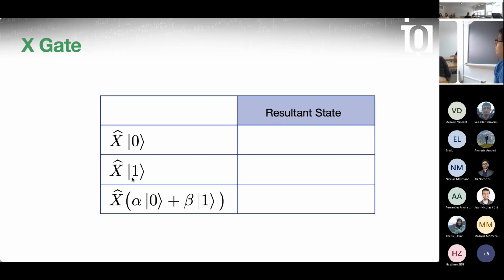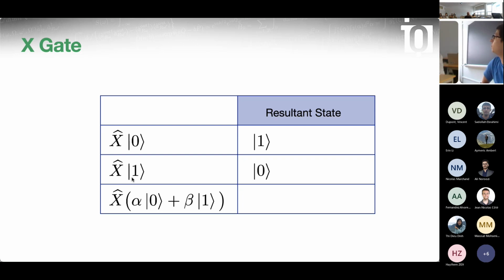Yeah, exactly. So instead of having the state 0, you'll have the state 1. And when you apply it to the state 1, what do you get? The 0, right? So you just flip it, the 0 for the 1 and the 1 for the 0. And what will you have if you have a superposition like alpha and beta for the state 0 and the state 1? What happens? So remember, this is linear.